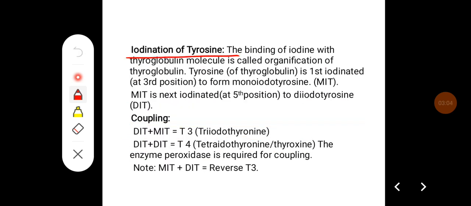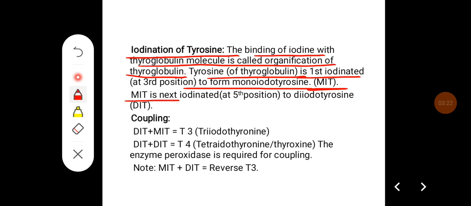Then the next step is iodination of tyrosine. The binding of iodine with thyroglobulin molecule is called as organification of thyroglobulin. Tyrosine of thyroglobulin is first iodinated to form monoiodotyrosine, that is MIT. Then MIT is next iodinated at the fifth position to diiodotyrosine, which is called as DIT.